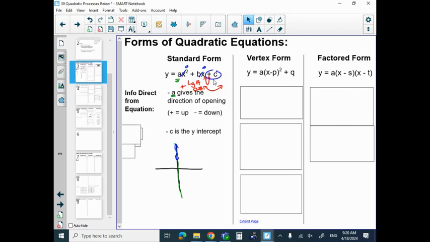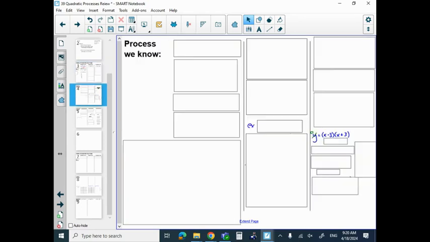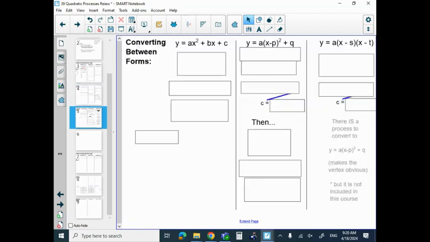Trying to decide whether I'll keep going with the standard form. Let's go across the page sideways here so we can compare what we can tell from each of them. And then the next page is going to be processes we know, that we work with and use. And then the last one's to do with converting between forms.